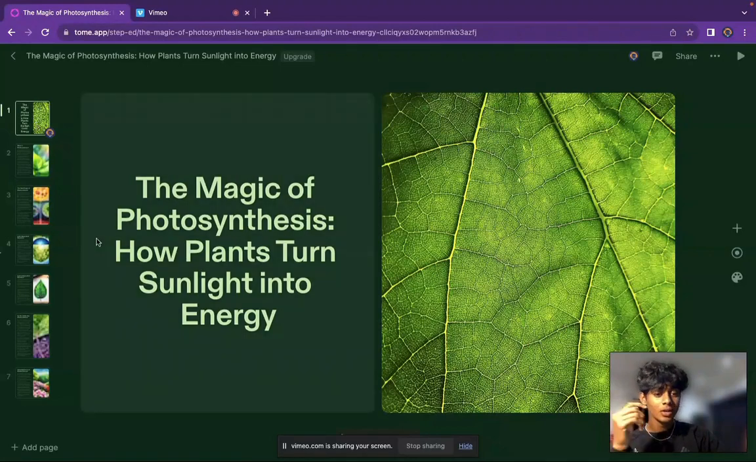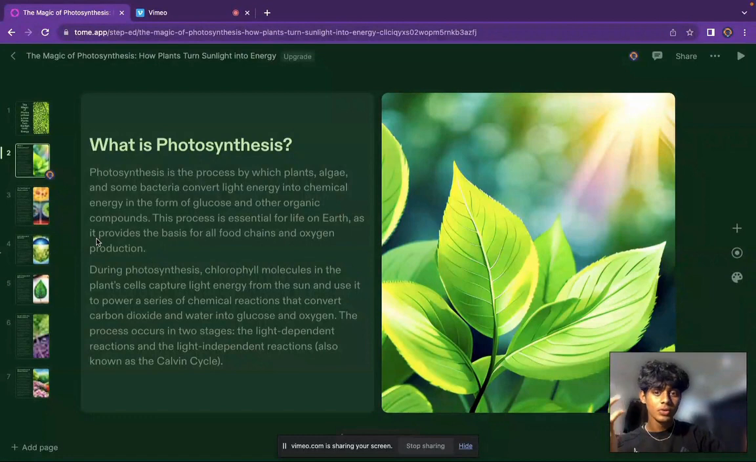Hi guys, today we're going to be speaking about photosynthesis. So, what is photosynthesis? Well, it is the process by which plants, algae, and some bacteria convert light energy into chemical energy in the form of glucose and other organic compounds. This process is essential for life on Earth as it provides the basis for all food chains and oxygen production.